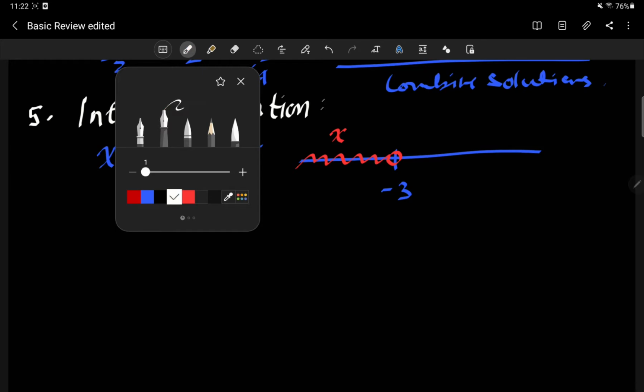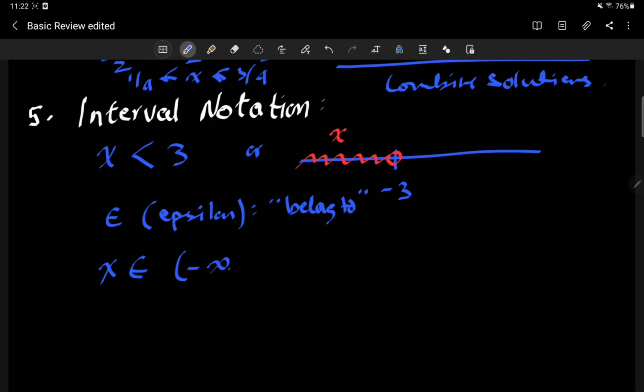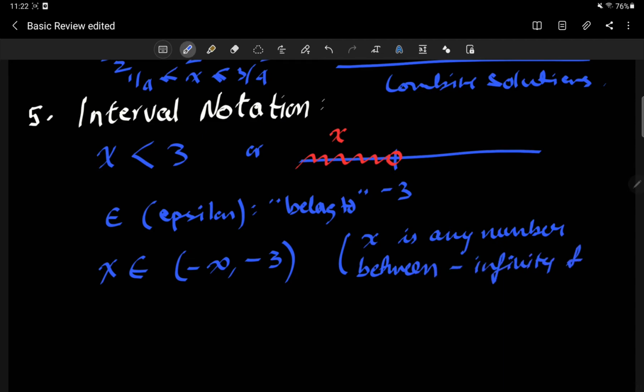Now there is another way in which this information can be written. That is the interval notation. So once again, we're going to use the symbol which is the Greek letter epsilon, which means belongs to. So we say x belongs to, or lies in, in this case, negative infinity to 3. How this is read is x is any number between negative infinity and 3, with 3 not included.